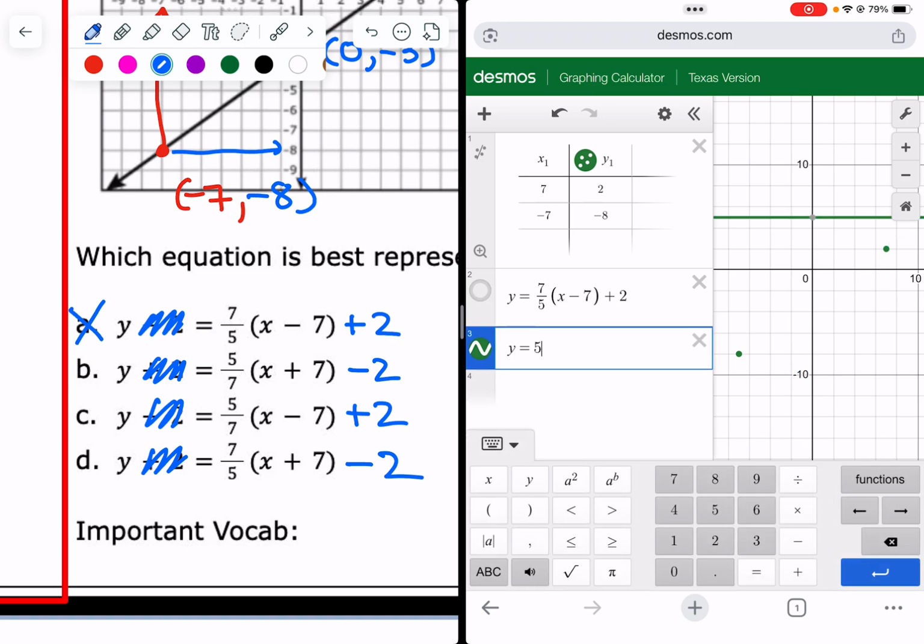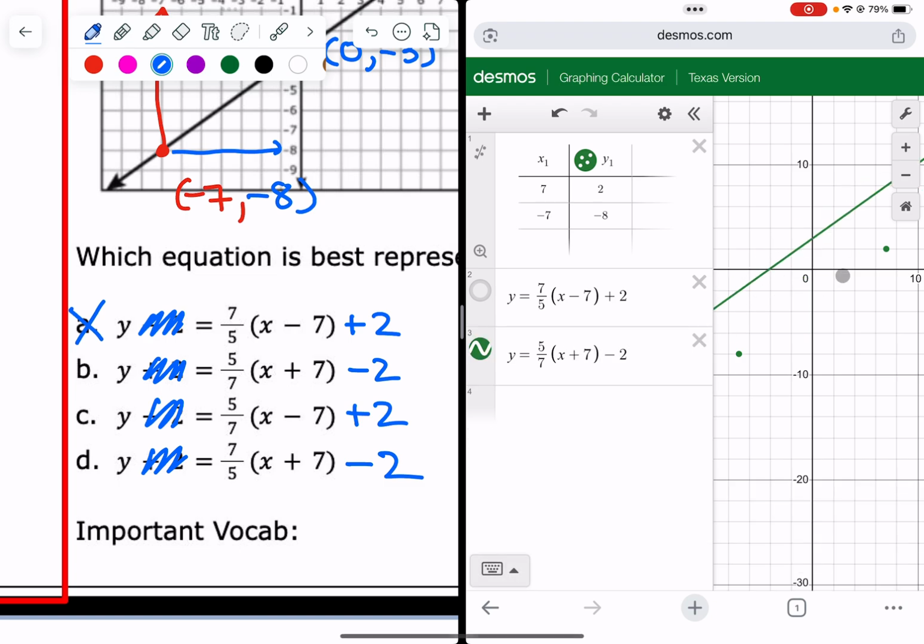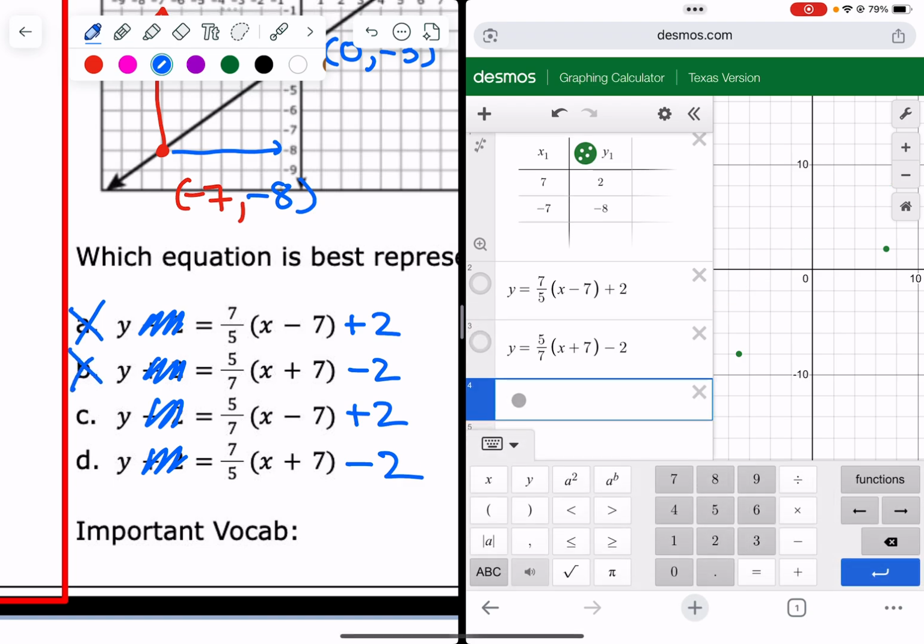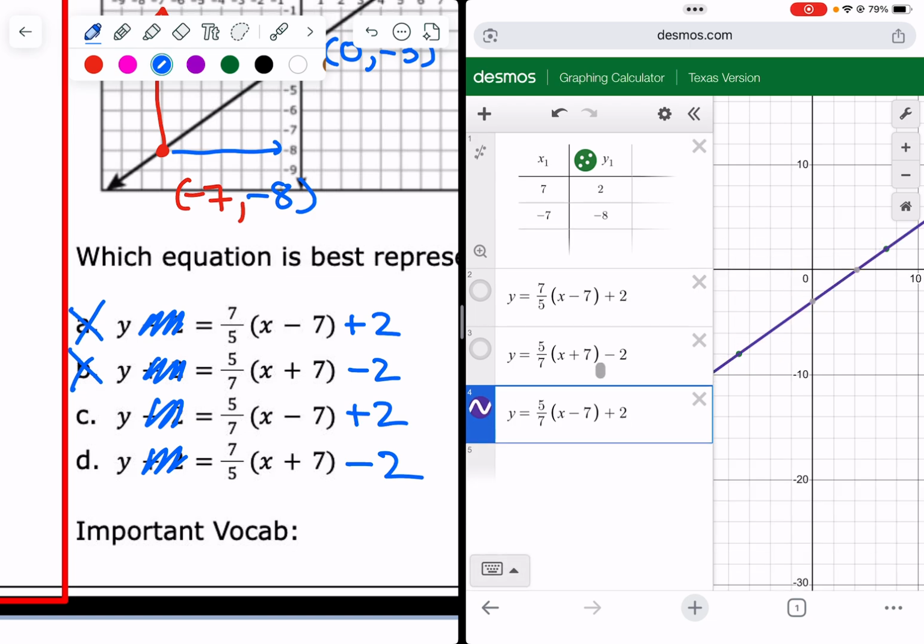Y equals 5 over 7, x plus 7 minus 2. This green one doesn't touch either point, so B can't be my answer. We're going to take the color off again by clicking right here. And now we're going to go to C. Y equals 5 over 7, x minus 7, plus 2. This purple one does, in fact, touch the point here and here. So C would be my answer.